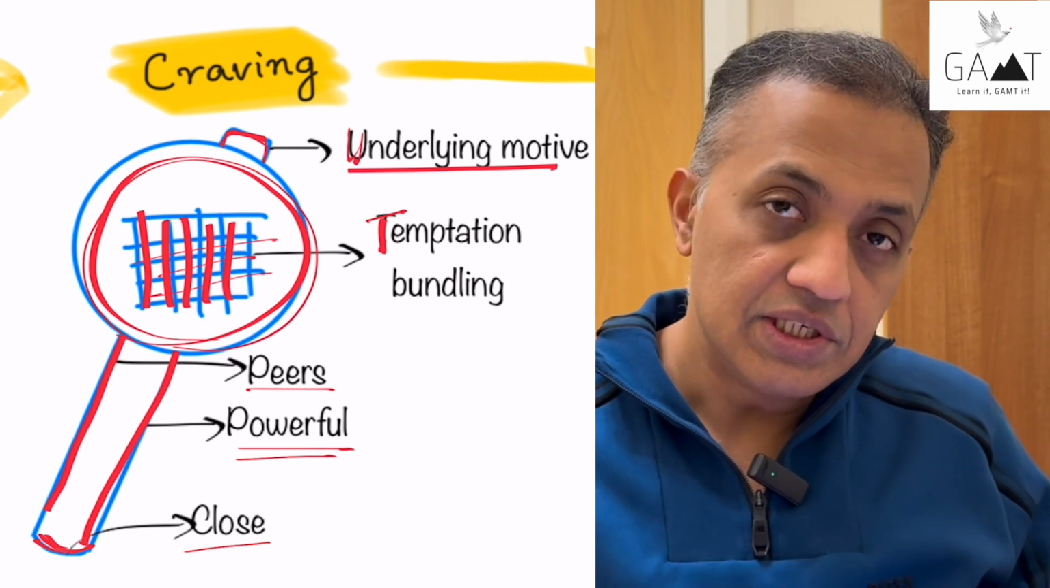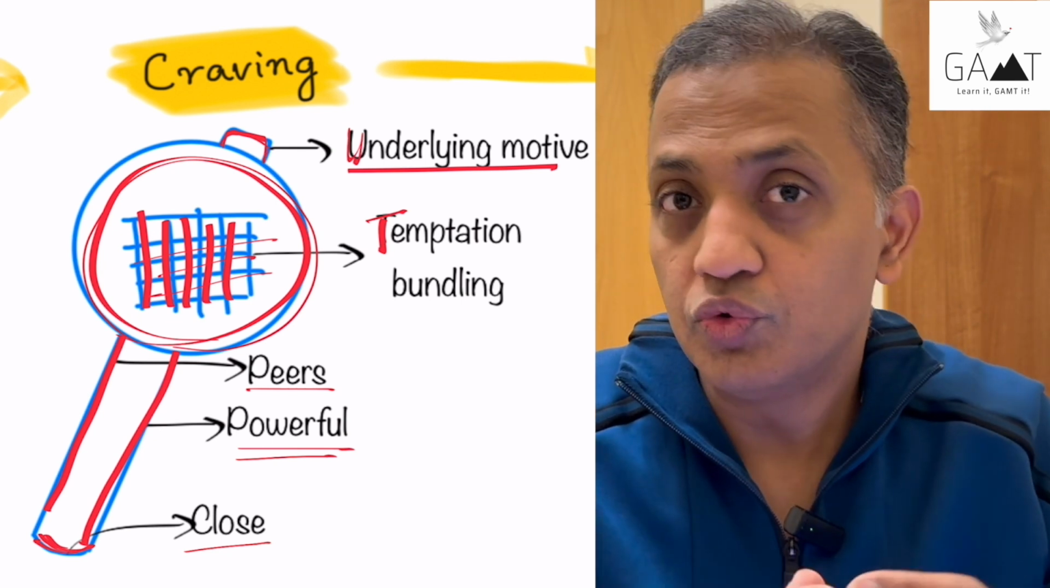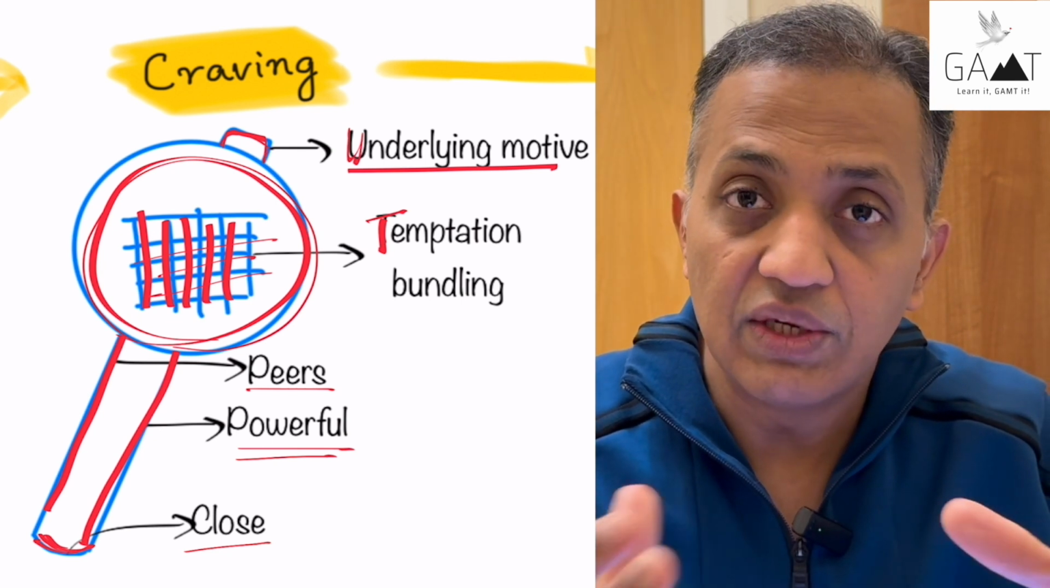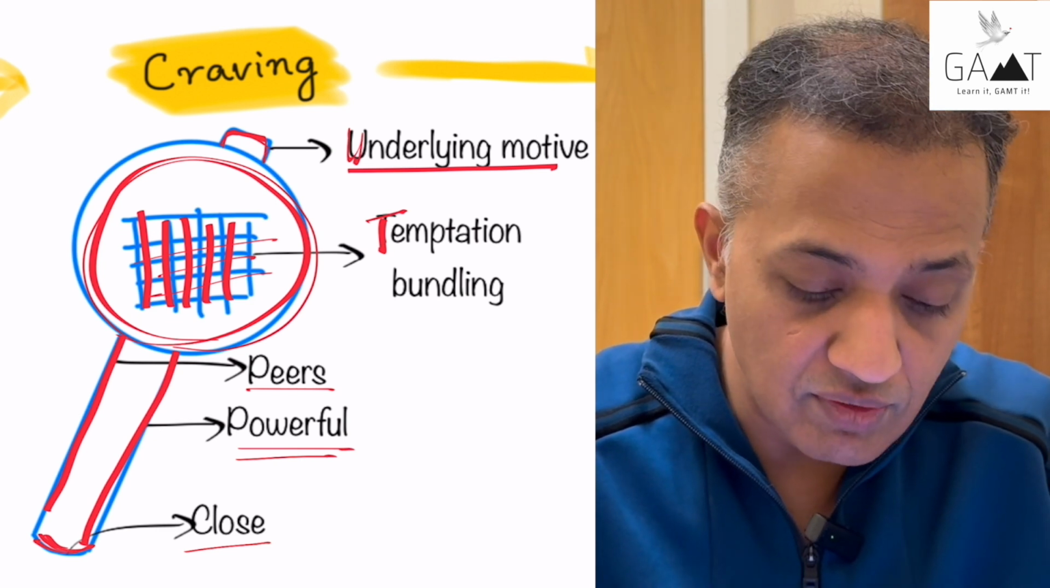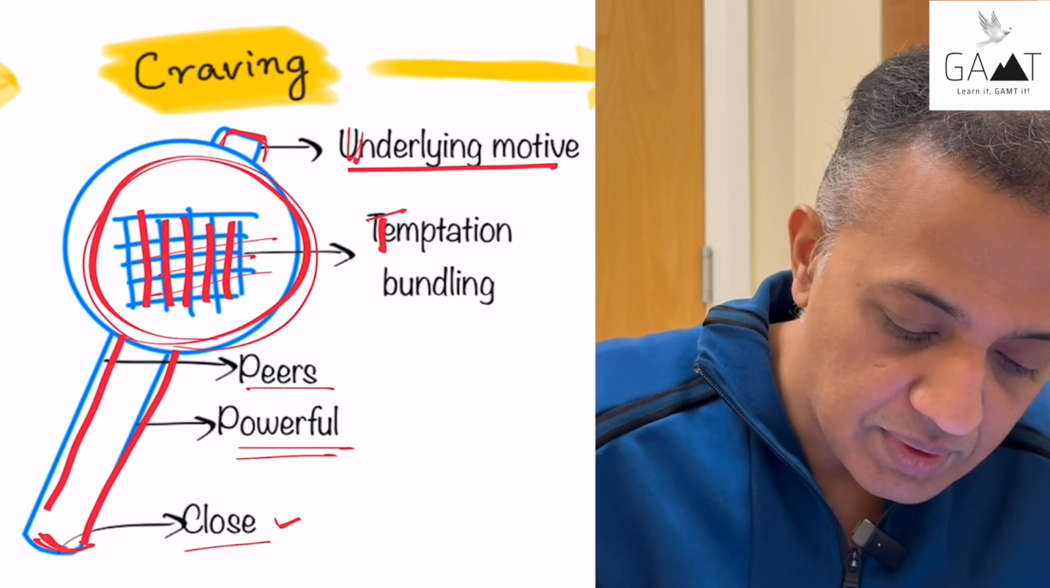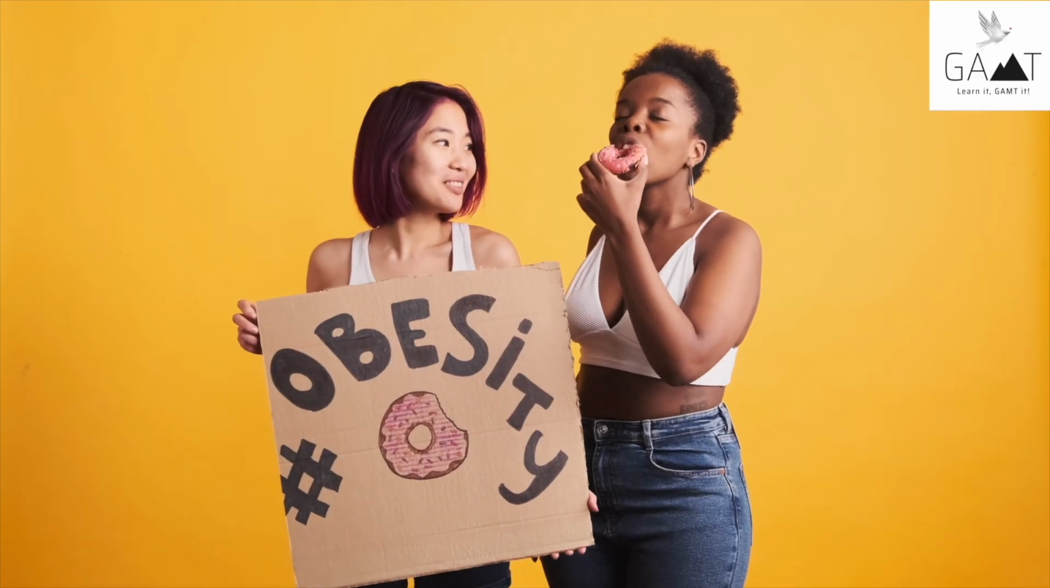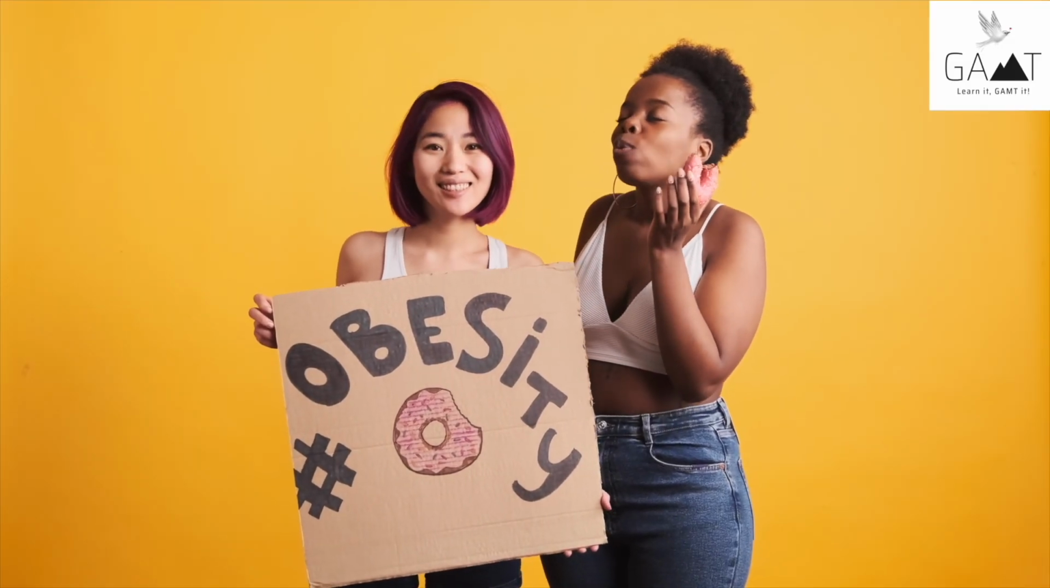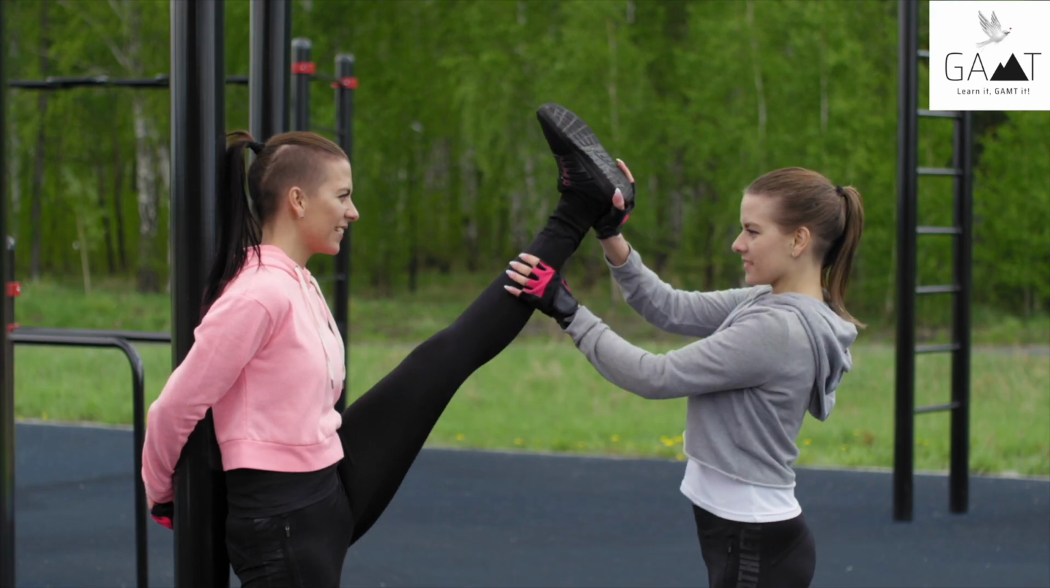So what James Clear says is that we follow 3 kinds of people in our life, or try to imitate 3 kinds of people in our life: the close, peers, and the powerful. If your close friend gets obese, there is a 57% chance that you're going to get obese as well. On the other hand, if your close friend slims down, you have a 33% chance of slimming down as well.